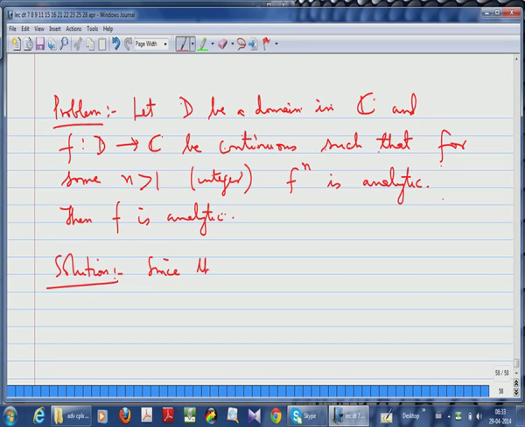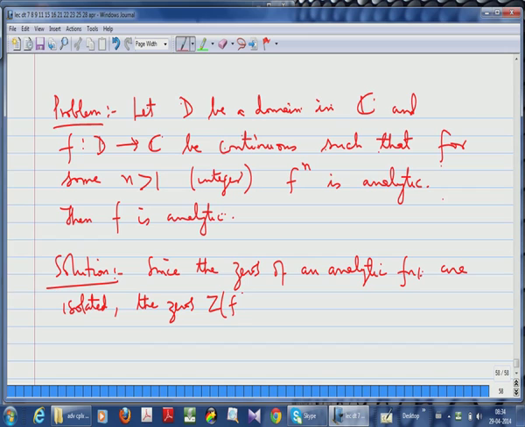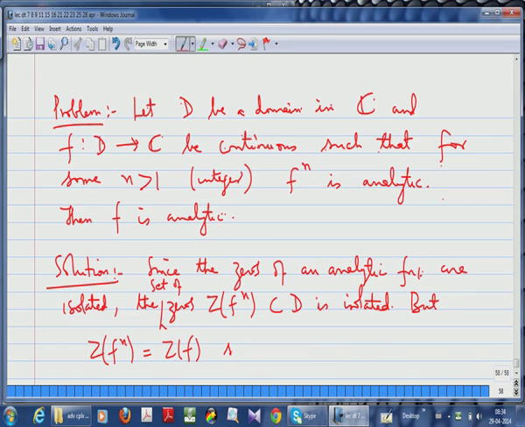Since the zeros of an analytic function are isolated, the zeros Z of f power n, the set of zeros, is isolated. But the set of zeros of f power n is the same as the set of zeros of f. So, the set of zeros of f in D is isolated.